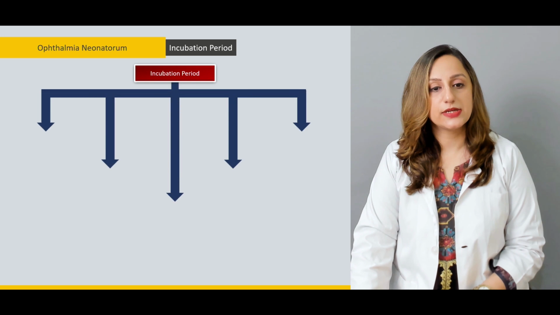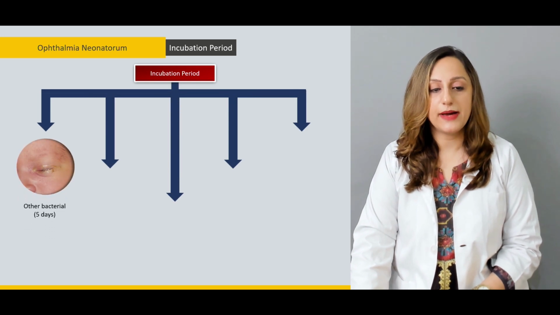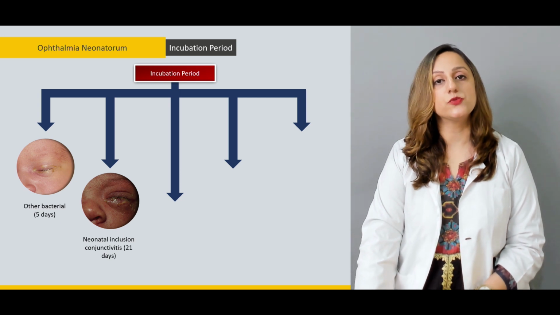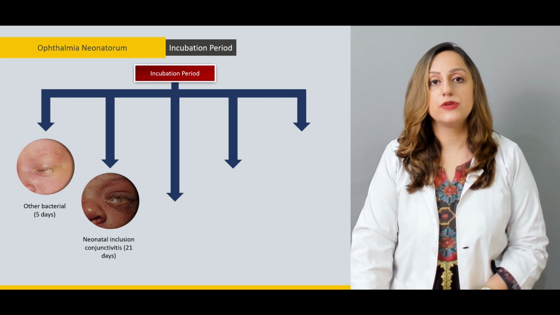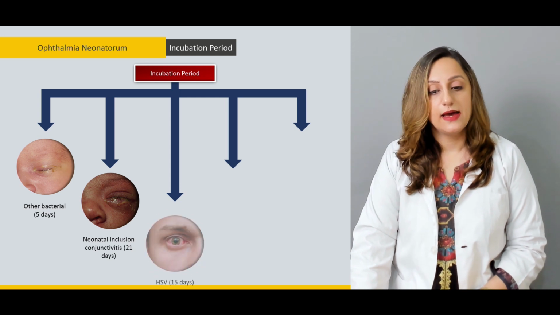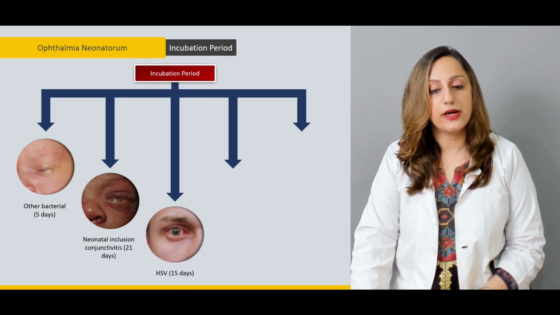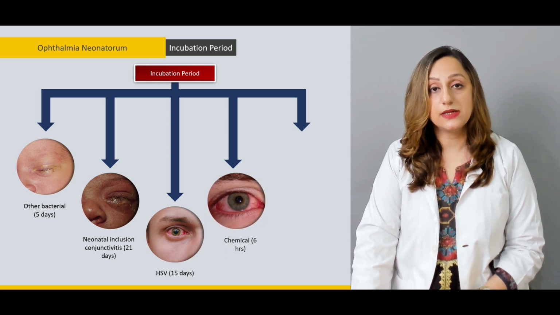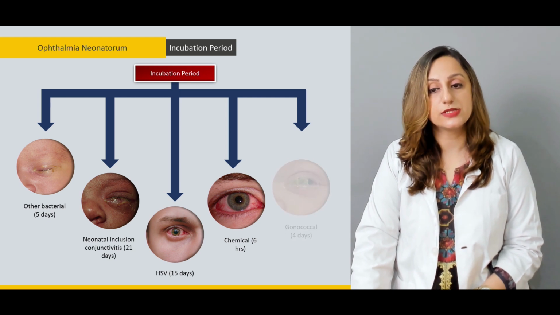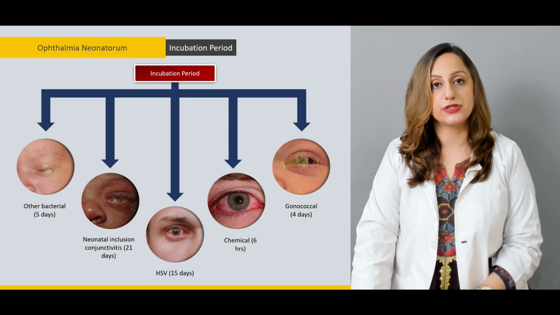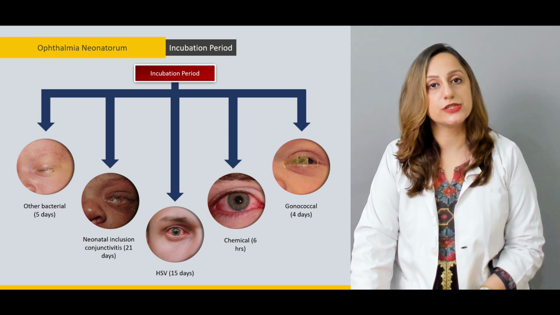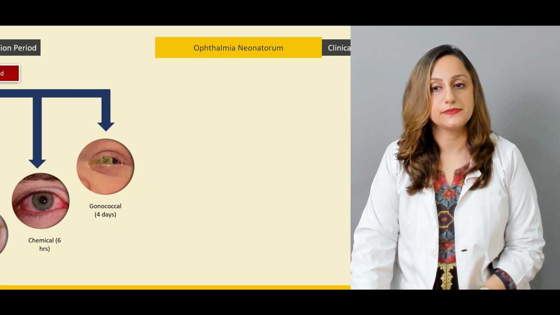The incubation period for the other bacteria is almost 5 days. Neonatal inclusion conjunctivitis is almost 21 days, which can be regarded as 3 weeks. Then we have herpes simplex virus, which is almost 2 weeks or 15 days. Chemical ophthalmia neonatorum is almost 6 hours after the exposure to a certain chemical. And in gonococcal conjunctivitis, it's almost 4 days of incubation period.